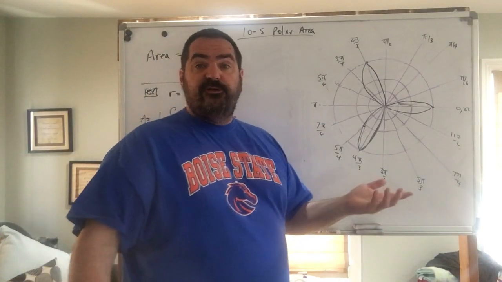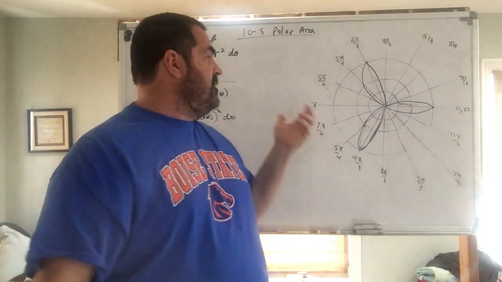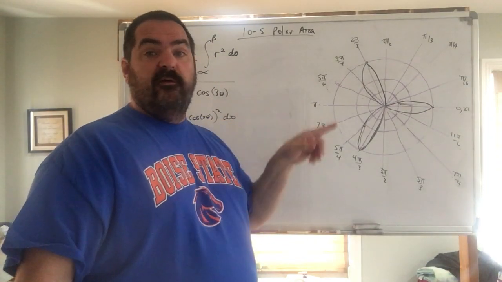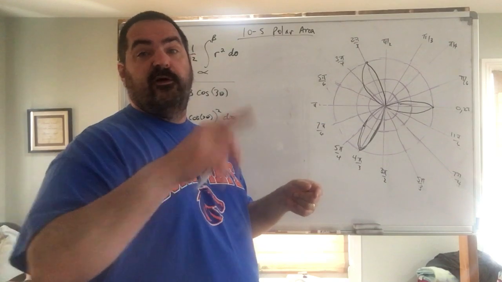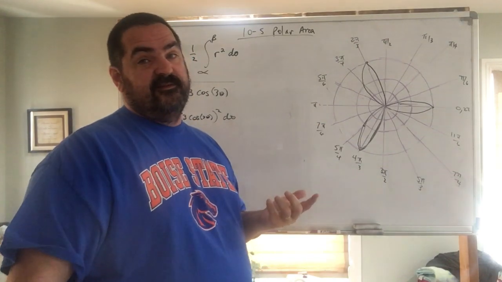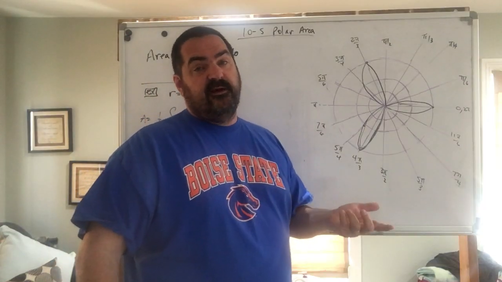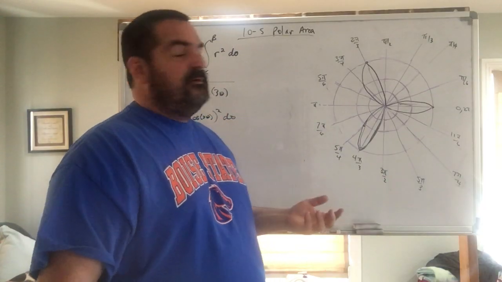I've had students go, can we just do 0 to 2 pi and divide by 3? Well, remember, 0 to 2 pi is all the way around, and this thing actually goes around twice, so it actually makes 6 leaves. So if you did 0 to 2 pi, you would have to divide by 6, and that would give you the area. All right. So there are a lot of different ways to do it.